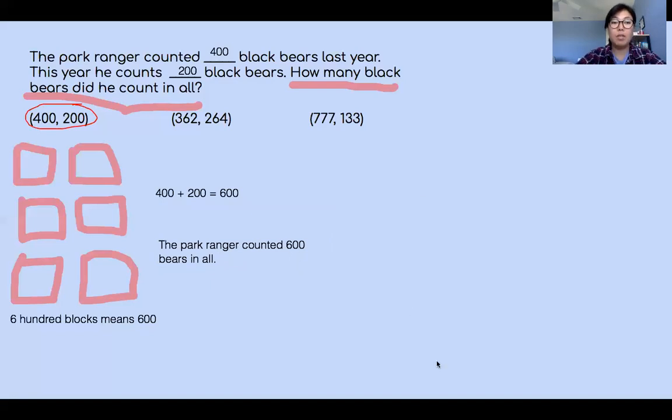Okay, so make sure when you write your answer, you start out: the park ranger counted blank bears in all, okay? So that's how you're gonna answer the question. Okay, so on the seesaw, make sure that you do the first set. I did it with you, and then you're gonna do the second set, and you're gonna do the third set.